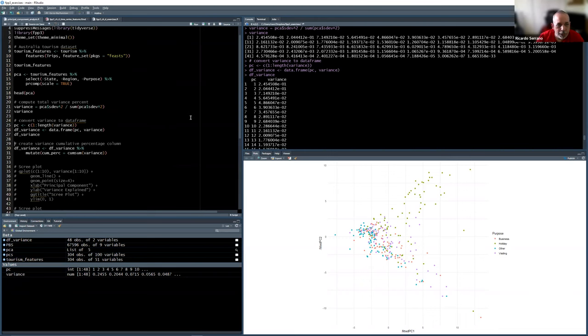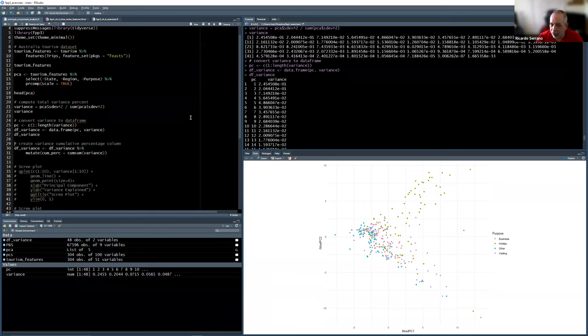And what can we do with this? What we can do is what is called a scree plot. In other words, a scree plot is a representation of the variance captured by each of the principal components. And you can limit it. You can say, give me the first 20. The first 20 should capture most of the variance, usually. So let's do that.